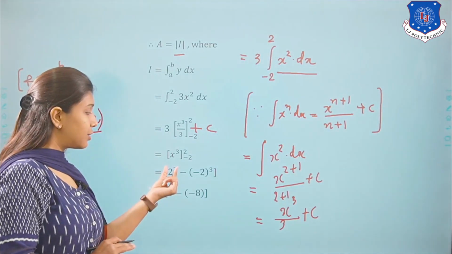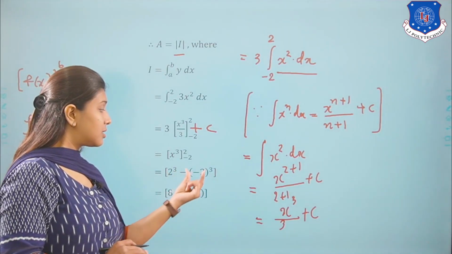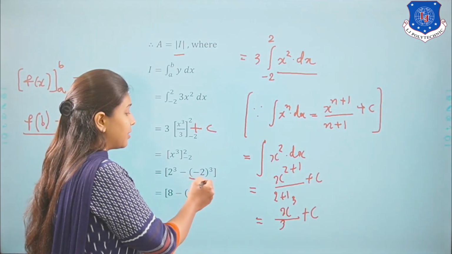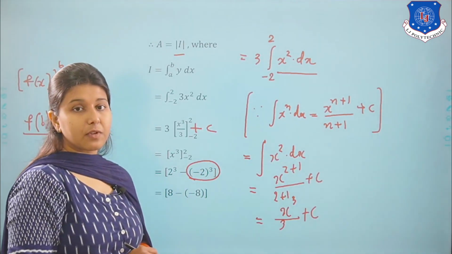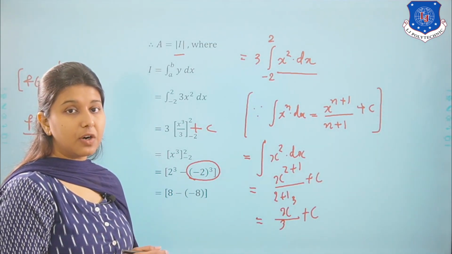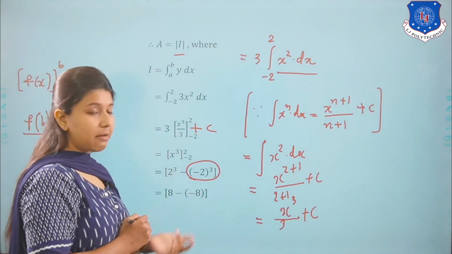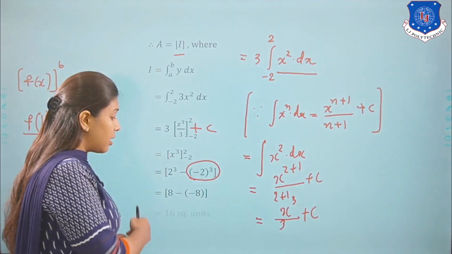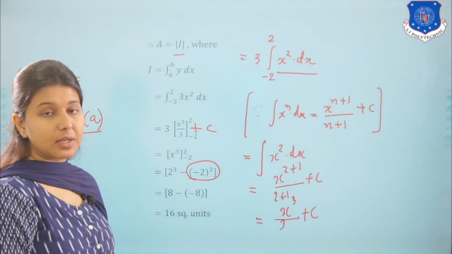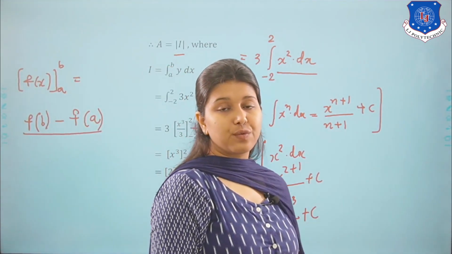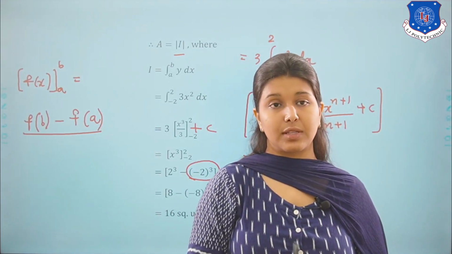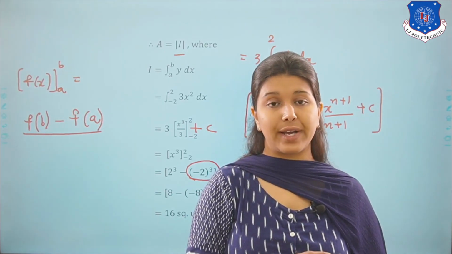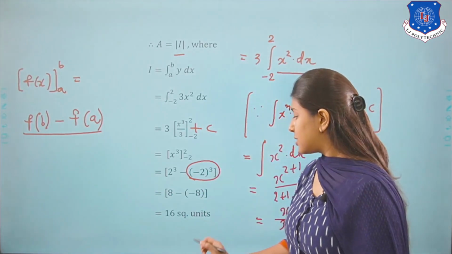Then we get 2 cube is nothing but 8, minus of minus 2 cube, which is nothing but minus 8, because the power 3 is an odd number, that's why we are taking minus 8 here, right? Then minus minus will be plus, so we have 16 square units, that is your area for y is equals to 3x square. That means the bounded area of the parabola y is equals to 3x square is 16 square units.